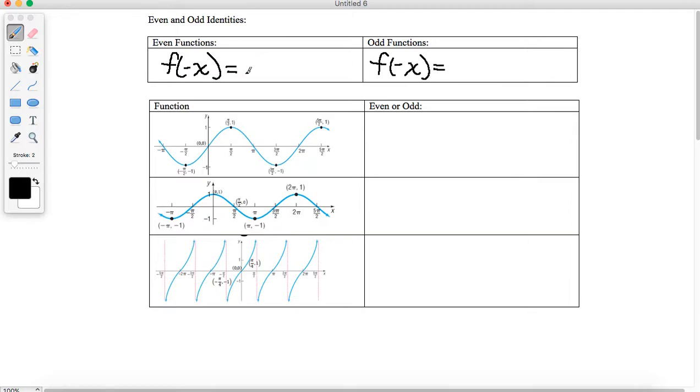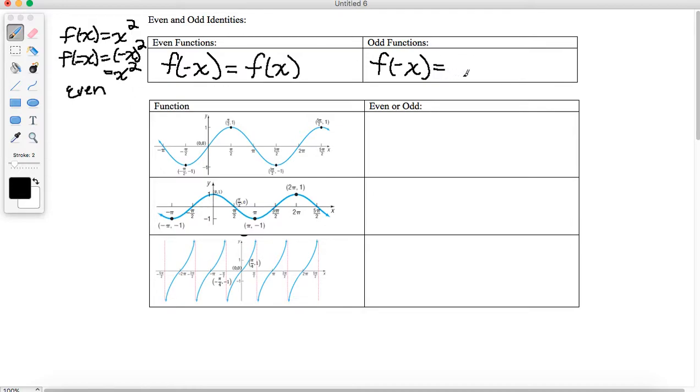If the function was even, we said that we'd end up with the exact same function that we started with. An example that we used was f of x equals x squared. If I plug in negative x, when I square it, I'm just going to get the same thing that I would start with, x squared. And so that means that this would be an even function.